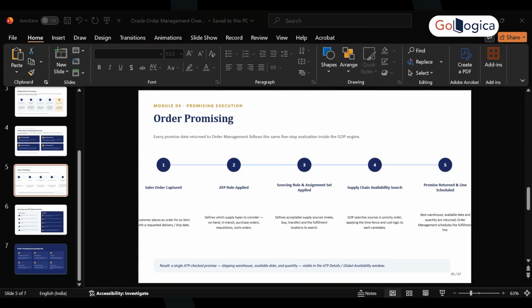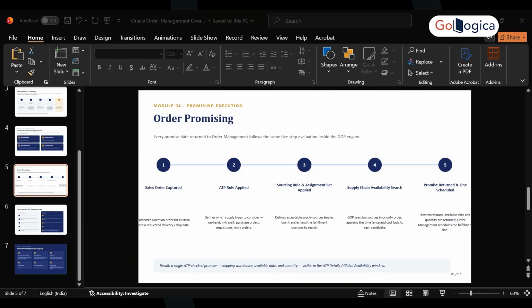Oracle performs these evaluations one source at a time according to the configured priority. If the highest priority warehouse has sufficient inventory, Oracle immediately selects the location. If the inventory is unavailable, Oracle automatically proceeds to the next source without requiring manual intervention. During this evaluation, Oracle also considers the transportation time and business rules to ensure that the customer's requested delivery date can be achieved.